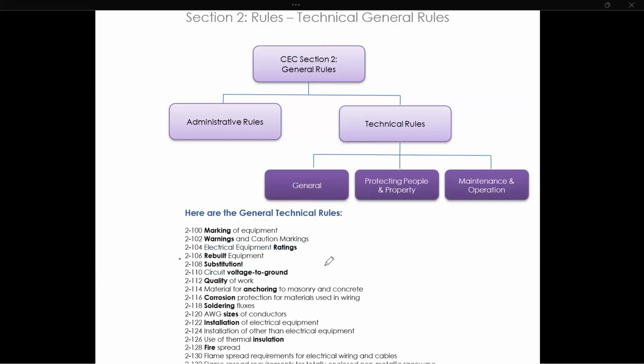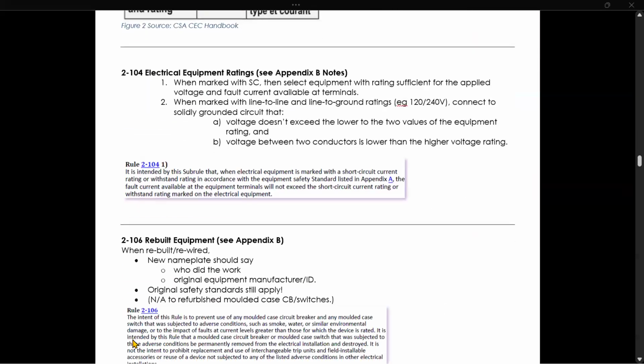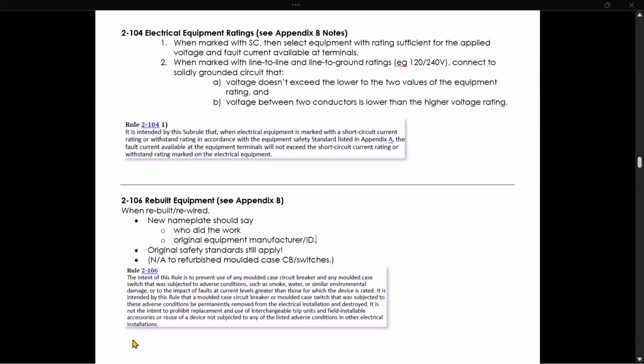2-104, 106, 108, and 110 are what we are going to cover today. 2-104 is called the electrical equipment ratings. For sub-rule 1, electrical equipment might not always have labels showing its short circuit current rating or how much it can withstand. But if it does, and it's going to be installed, it must be rated to handle the system's voltage and the possible fault current at its terminals.